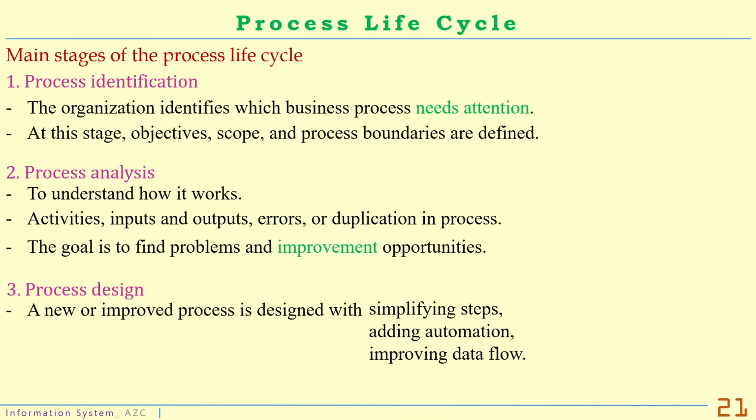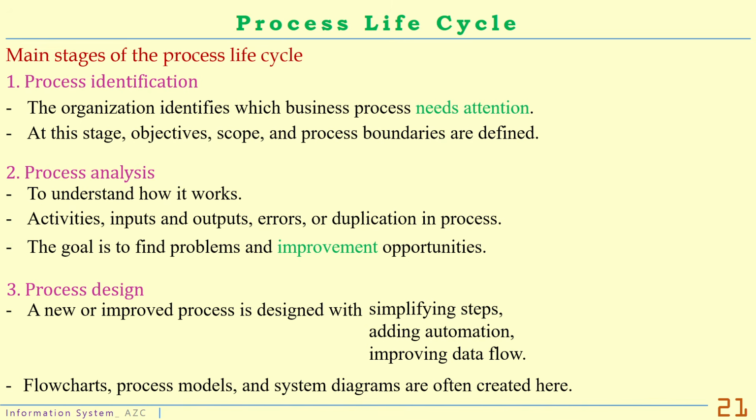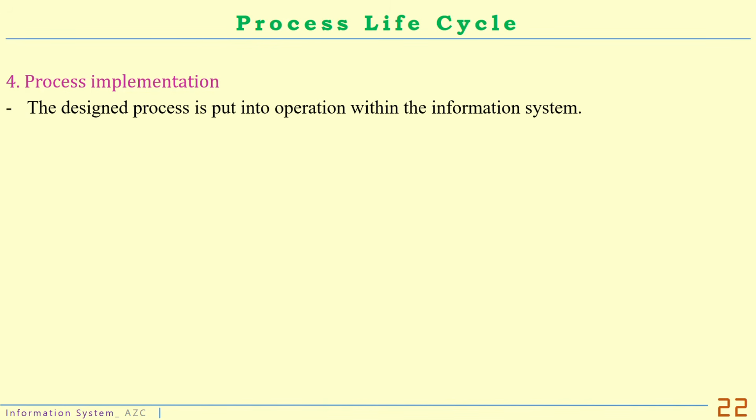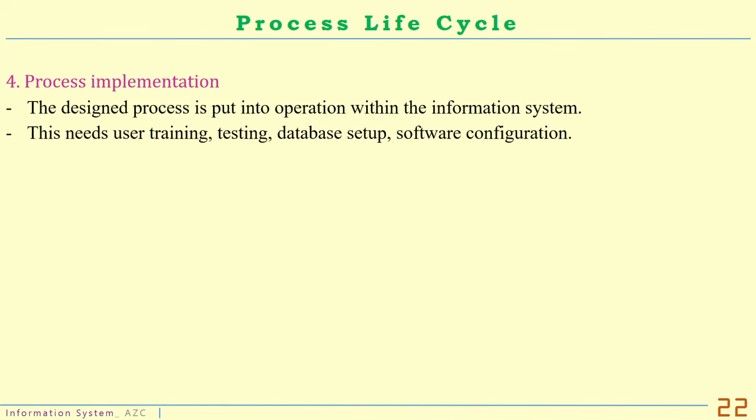Process design. A new or improved process is designed with simplifying steps, adding automation, and improving data flow. Flowcharts, process models, and system diagrams are often created here. Process implementation. The designed process is put into operation within the information system. This needs user training, testing, database setup, software configuration.